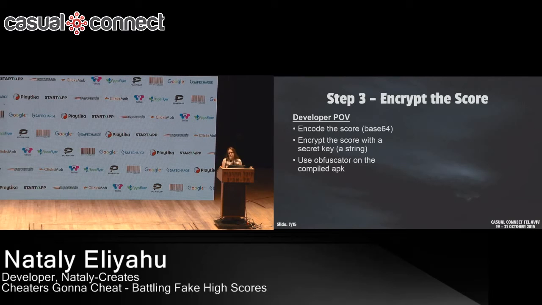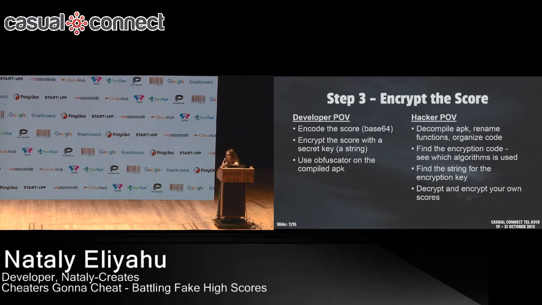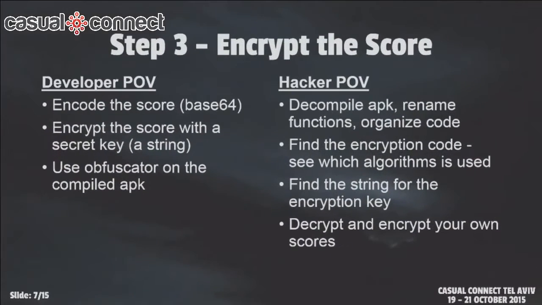And another strange word here is obfuscator, and that's something you can do to the APK, the file for your app, to make it a little harder to look inside and understand what the code is doing. It's basically changing the names of all the functions and making it less readable. But the hacker at this point will see that he has to decompile the APK. So he's going to organize the code.